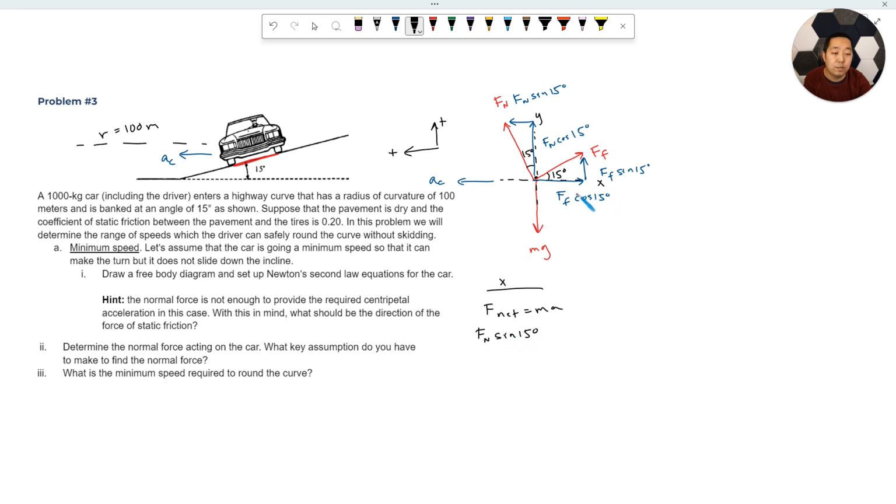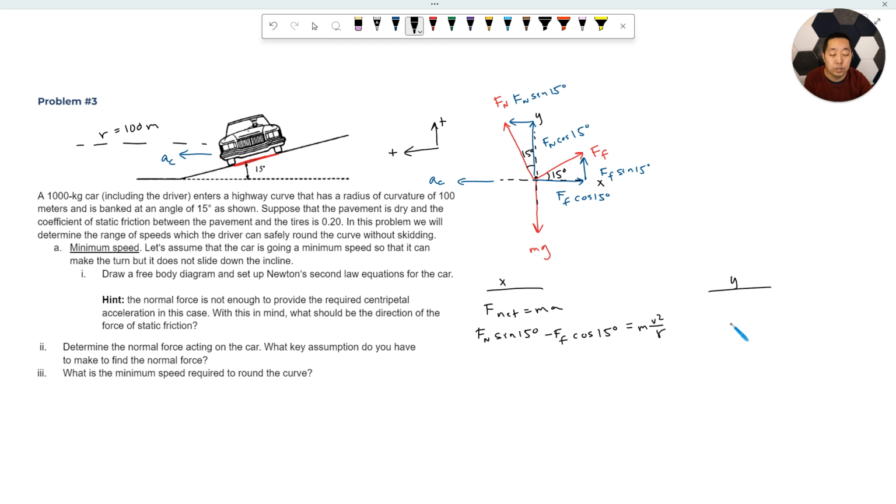The Fn cosine 15 degrees is to the right, so that's negative. And those are the only horizontal forces. There are no other forces in the x direction. And that equals mv squared over r, because the acceleration is in the x direction. All right, that's what the a is, centripetal acceleration.